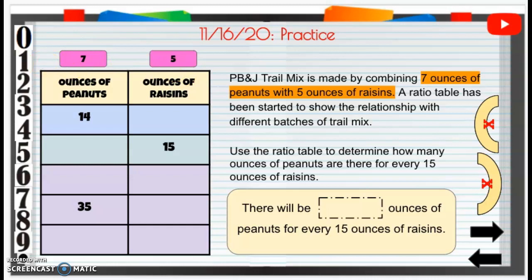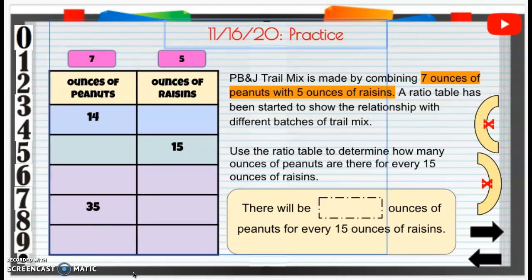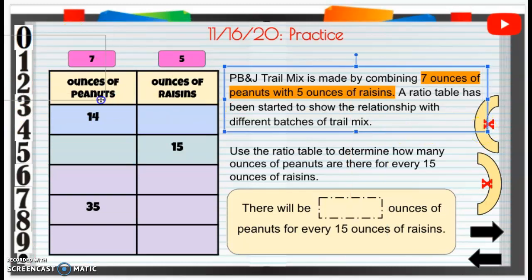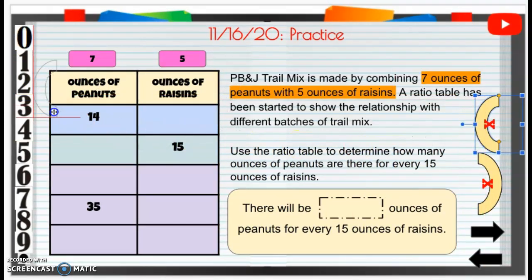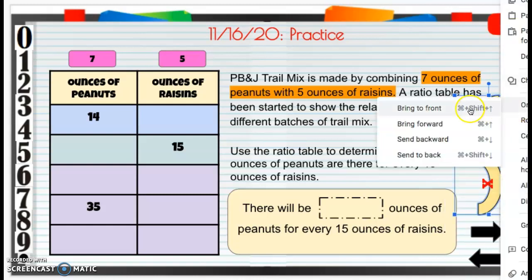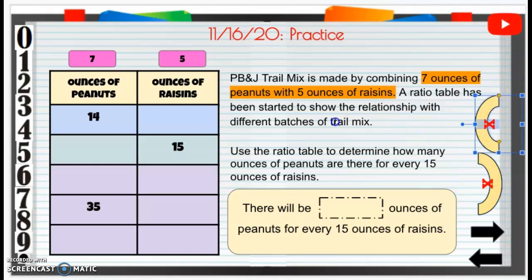All right, so now can I get from 7 to 5? Not really. But I can get from 7 to 14. Let me move this table over a little bit. I'm going to put these in the front now.